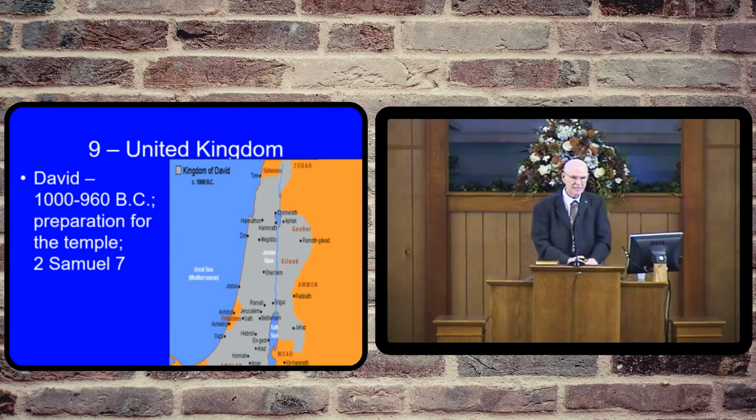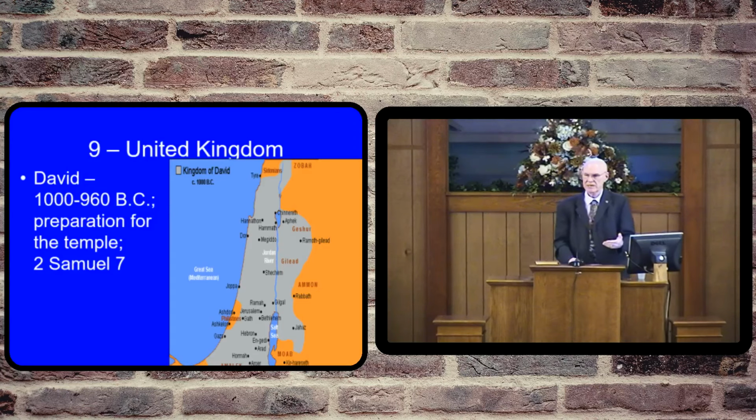Then David, shepherd boy David, was anointed to be the next king of Israel. A lot of conflict between Saul and David during the time from when he was anointed until the time that he actually became king. But David ruled about 1000 to 960 BC. Each one about 40 years here.